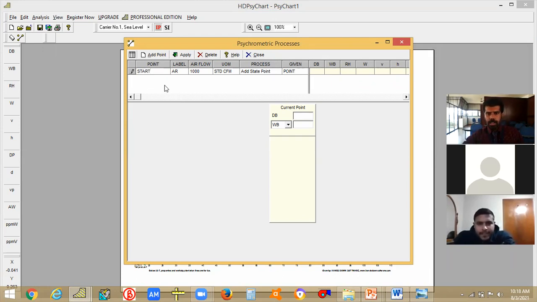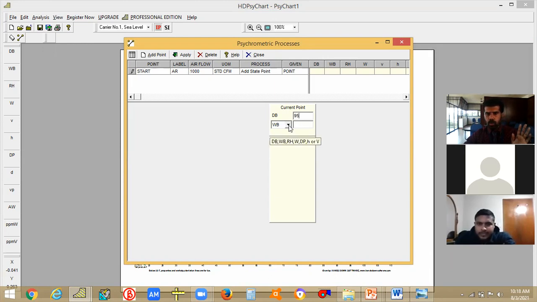Now, I have given a name to that. This dB means dry bulb temperature. Dry bulb temperature means our normal temperature, our surrounding temperature. Here in Kerala, in our locality, the normal temperature is about 95 degrees Fahrenheit. So you have to give it in Fahrenheit. I am giving 95 degrees Fahrenheit. I am just showing an example only.